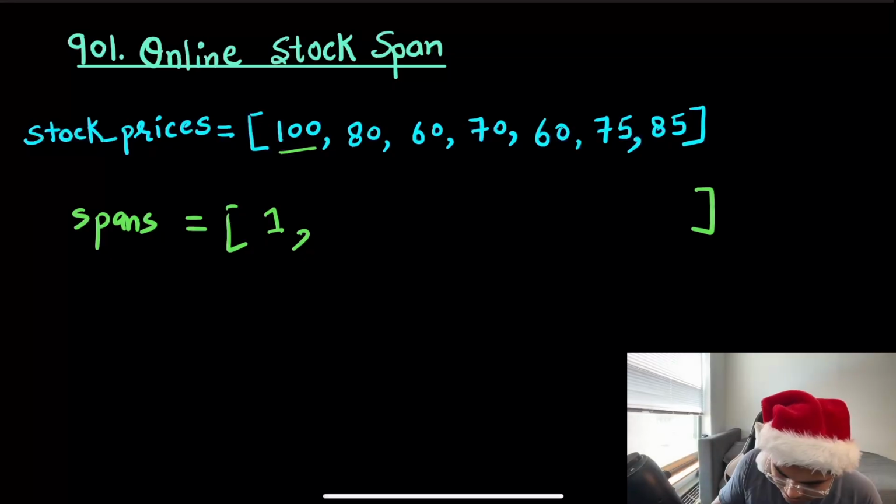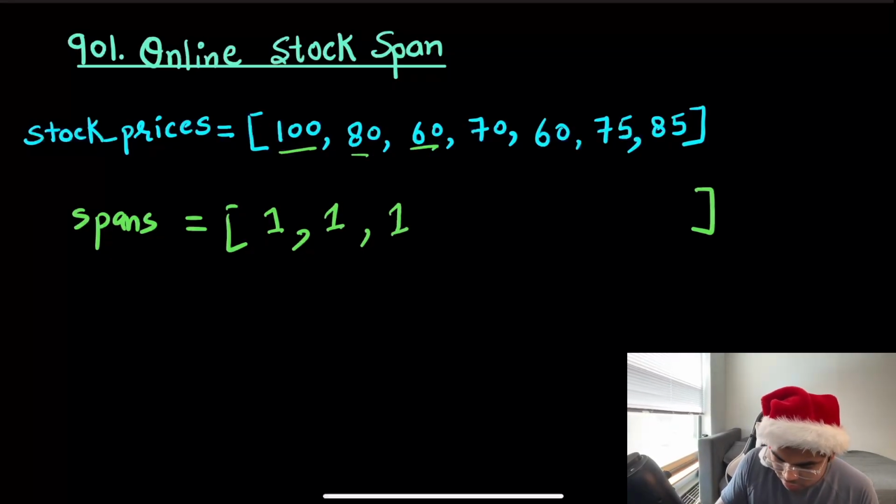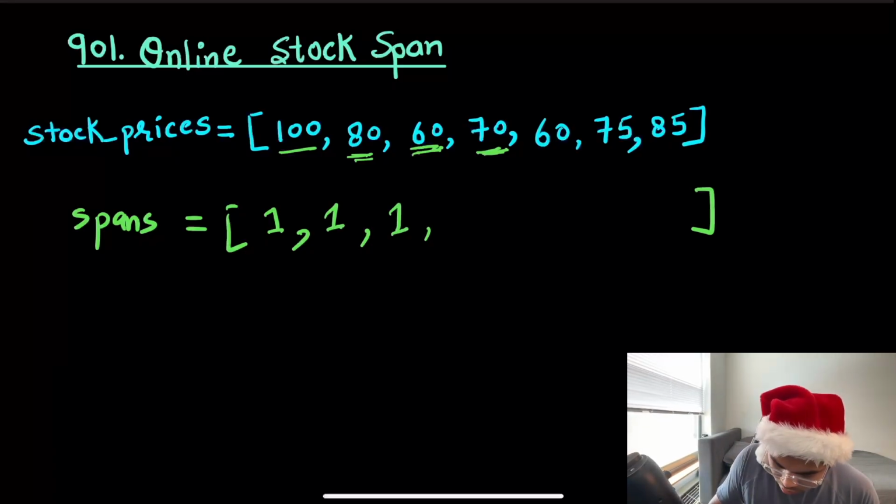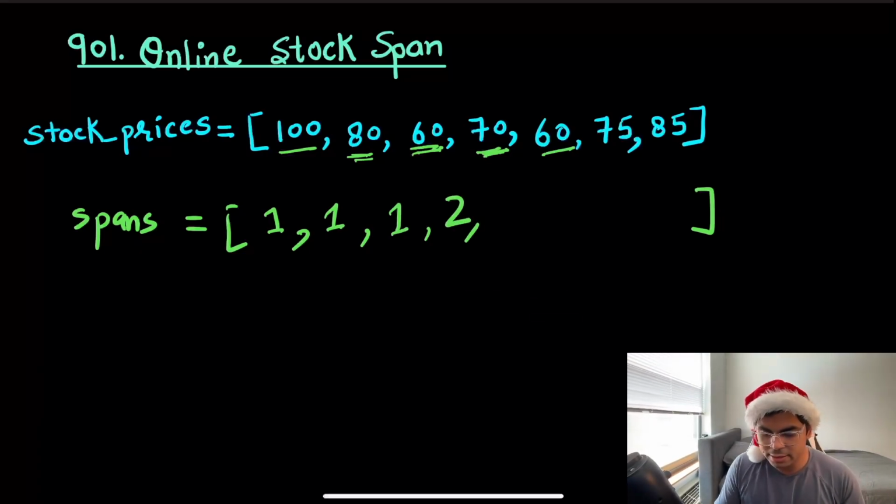How about 80? That's also 1. 60, that's 60 itself, because 80 is not less than 60. How about 70? Yes, 60 is less than 70, so 70 itself. And then 60, is 80 less than 70? No, this is what we are comparing with, but consecutive days. So here it's going to be 2 because 60 and 70. How about 60? 70 is not lesser than 60, so it's also going to be 1.